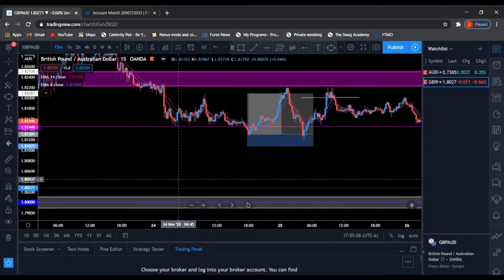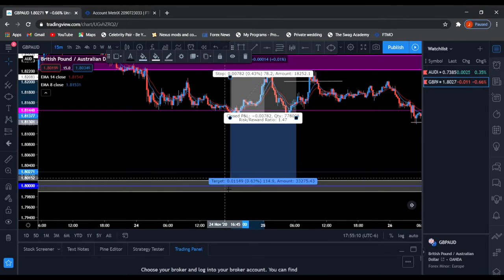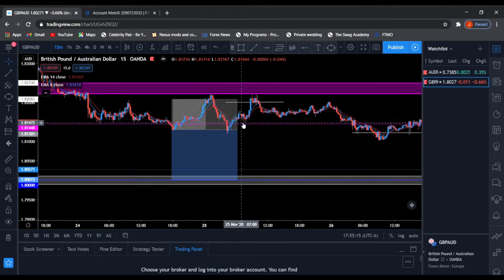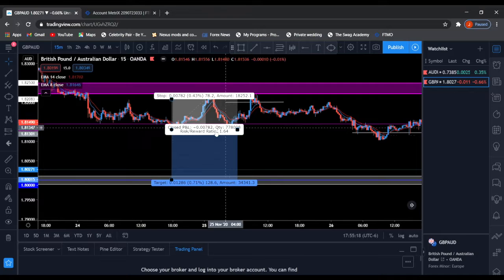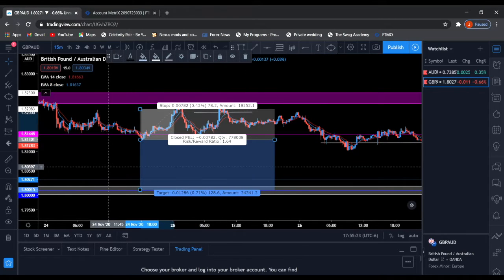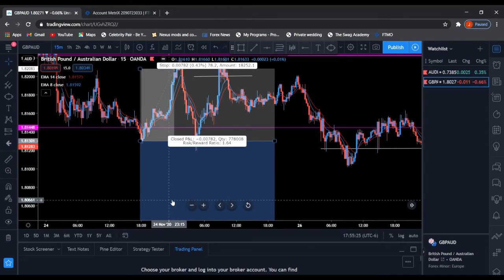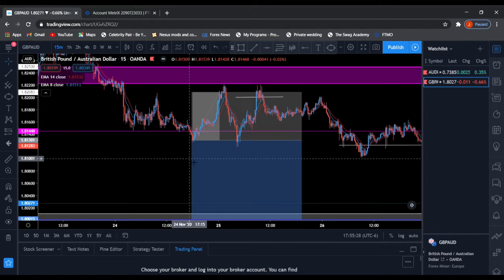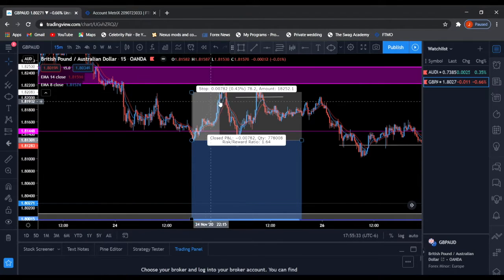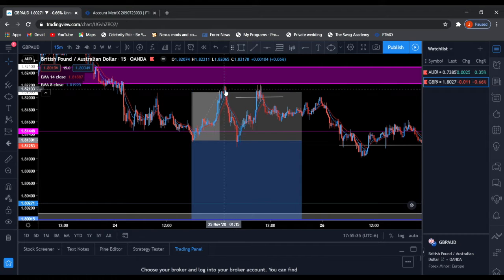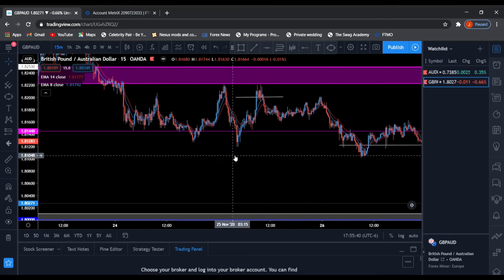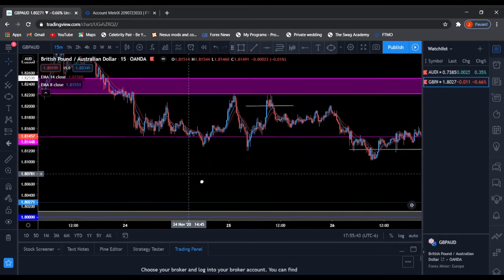It was a 78 pip stop loss and 128 pip take profit. So that was a 1.64 risk to reward ratio. And the reason I got stopped out is because I didn't wait for all my confluences. I jumped in a trade way too early. So as you can see, it stopped me out right here. So I lost almost like $400 on that trade.